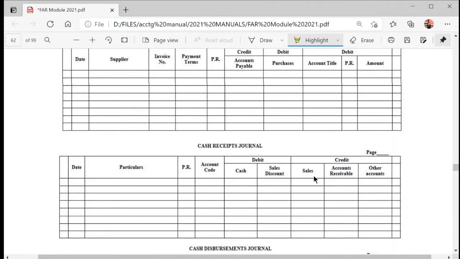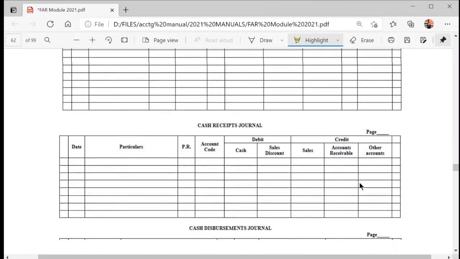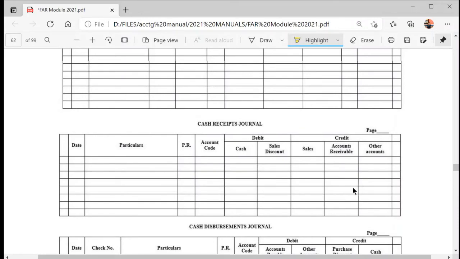Then we have sales, then credit accounts receivable. So sales, if this is a cash sales, accounts receivable, if this is a collection of accounts receivable, or other accounts, if in case this is related to other transactions wherein there's a receipt of cash. For example, borrowings. So for example, this is proceeds of a loan. Okay, so there is other accounts.